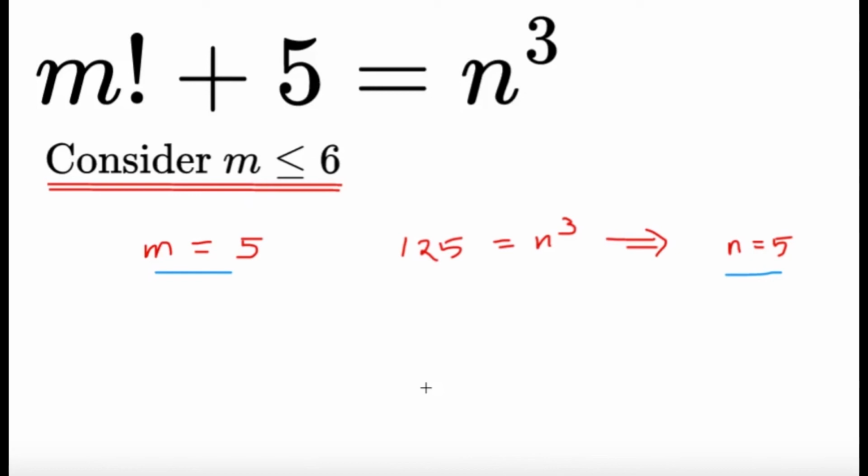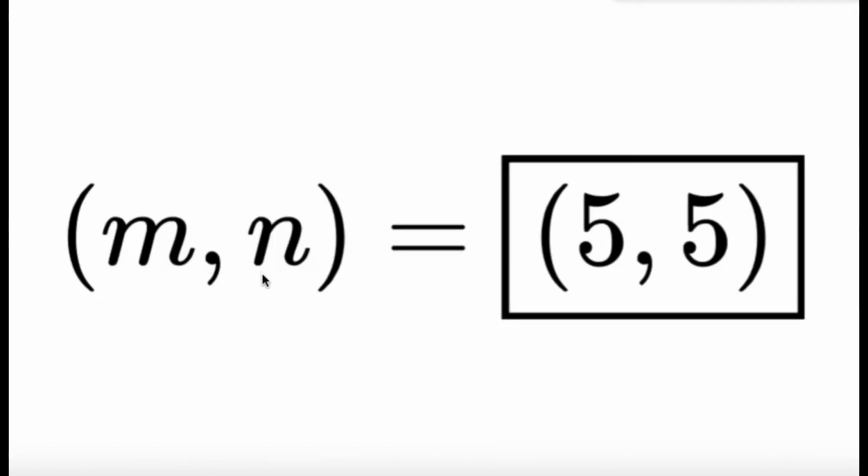And there we have it. We've exhausted all possible cases that we have to check, the values of m less than or equal to 6. After checking everything, we realized that it's only m equals 5. So that's going to give us n equals 5, and therefore the only possible ordered pair, mn, is 5, 5. And this will be our final answer.